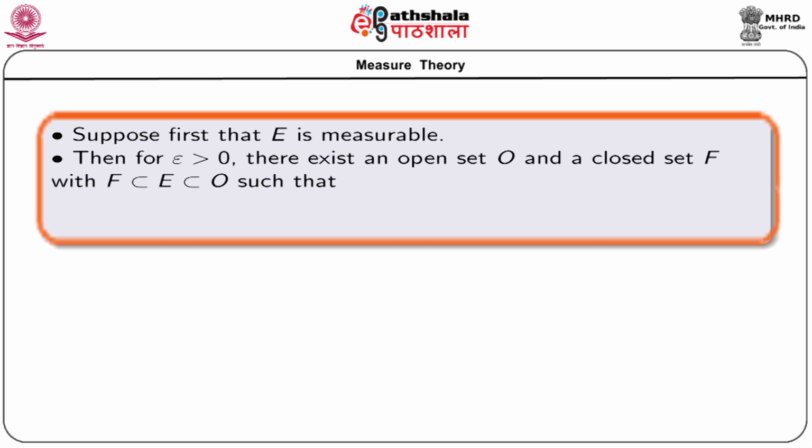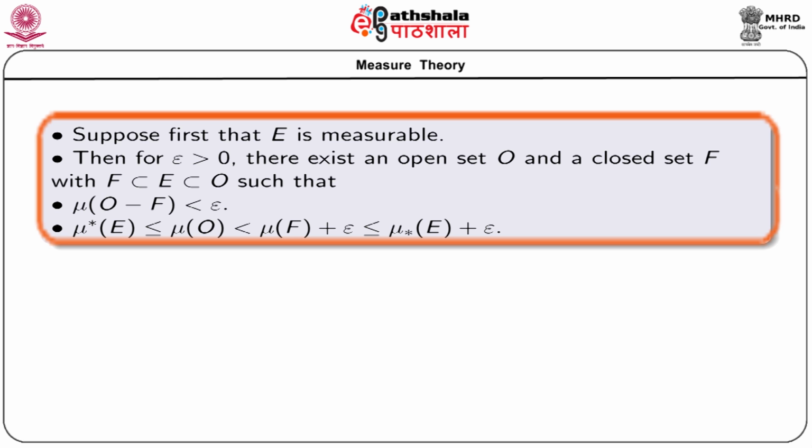So, here by measurable we mean measurability in our earlier sense. Then for epsilon greater than 0, there exists an open set O and a closed set capital F such that F subset of E subset of O, and we have the property mu of O minus F is less than epsilon.